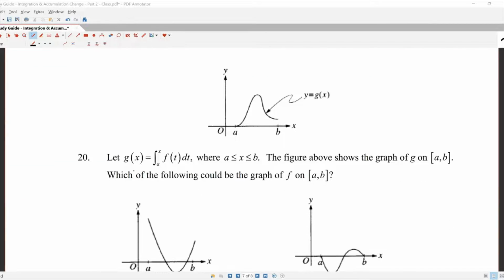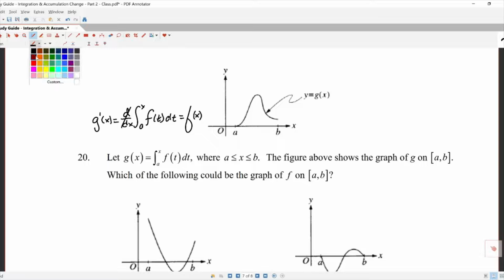Okay, number 20. Let g equal the integral from a to x of f of t dt, where a is less than or equal to x, less than or equal to b. The figure above shows the graph of g on the closed interval from a to b. Which of the following could be the graph of f? So we did one similar to this. I would look at g prime of x as the derivative of all of this. And here again is our second part of the fundamental theorem. So these would cancel and we just get f of x. So if we want a graph of f, we need to look at the derivative of g.